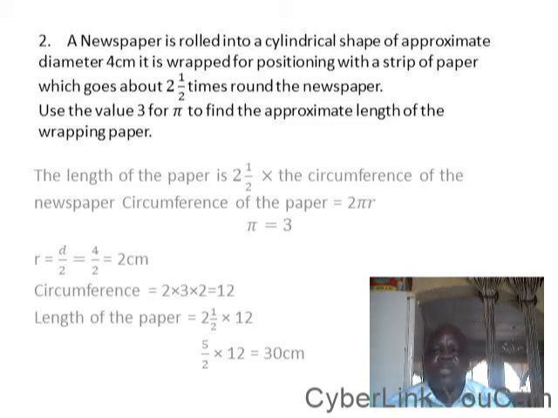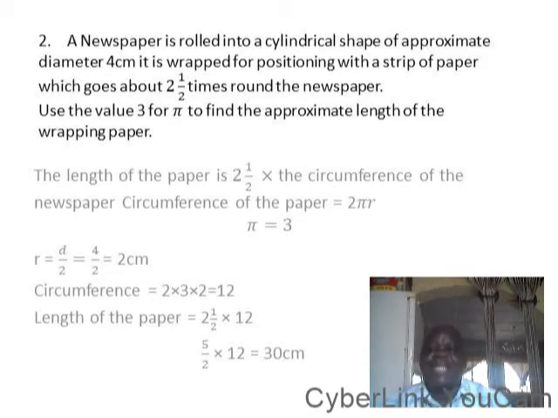The circumference of the newspaper is given as what? Look at it there. Then we have the newspaper is this, then pi is 3. Then the radius, of course, you are told that it has a diameter of 4. The radius is half of diameter, which is 2. The circumference is what? 2 pi r. 2 multiplied by 3, which is the pi, times the radius, which is 2.